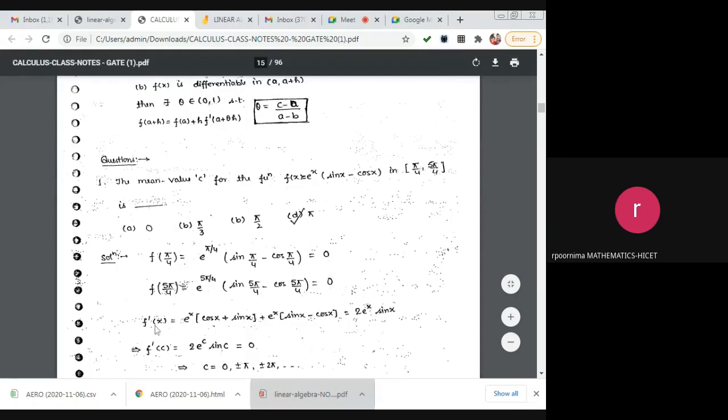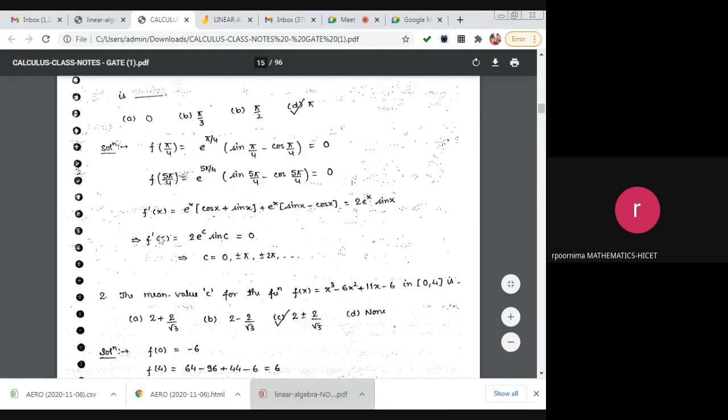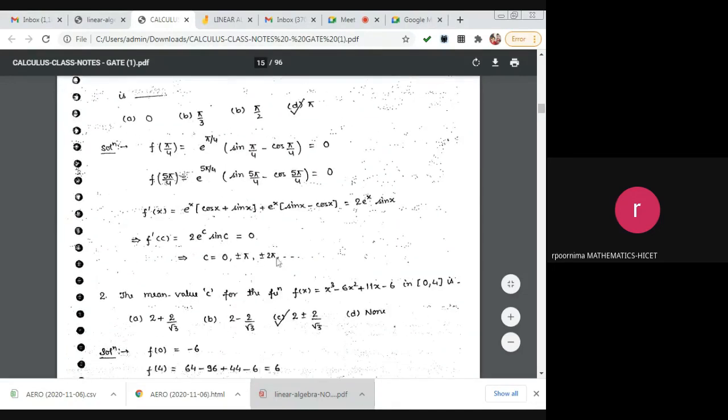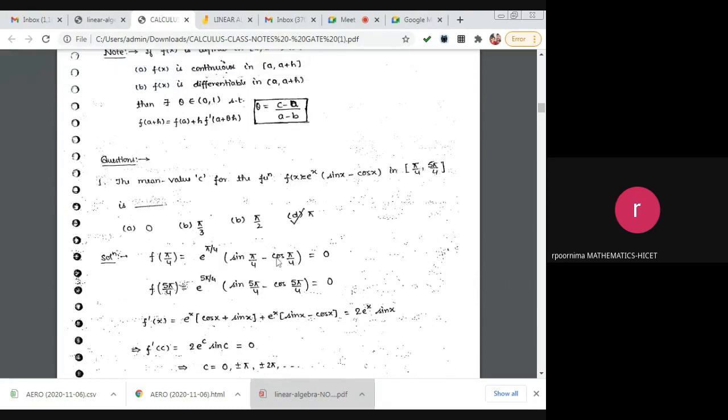So f dash of x you need to find. Then f dash of c is actually e into 2 power c into sin c, which is 0, which implies c is 0, plus or minus pi, plus or minus 2 pi, etc. Therefore here the option given is pi, so you just take that, the answer is pi. The mean value c for the function is pi.